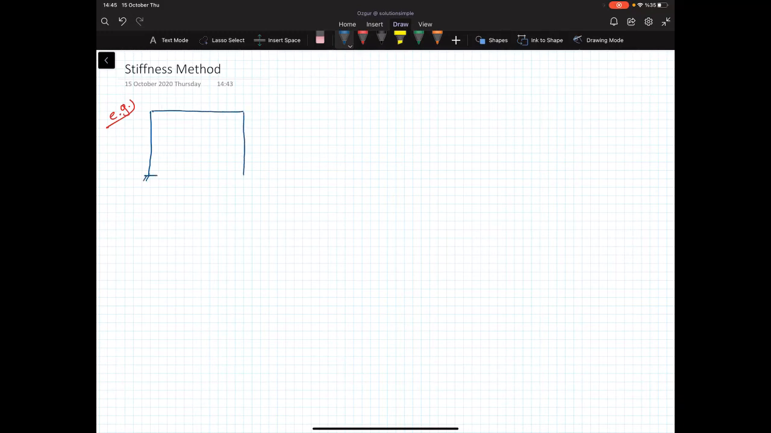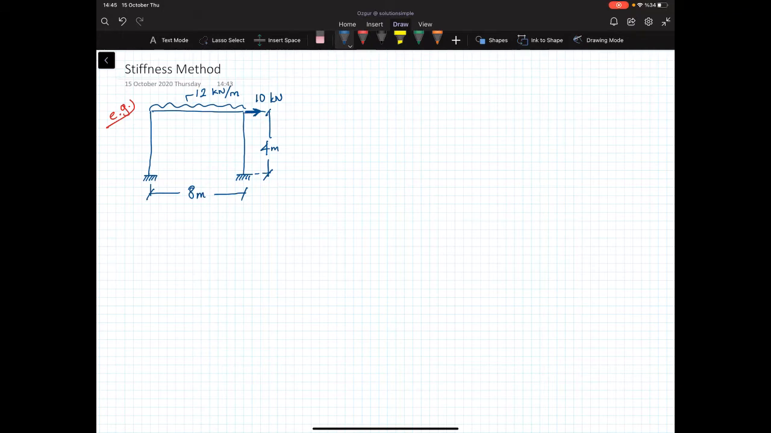We have a fixed boundary condition here, fixed boundary condition here. This length is 8 meters. The height of the frame is 4 meters. We have a uniformly distributed load on it, and the magnitude is 12 kilonewtons per meter. And let's add a point load here. The magnitude of that point load is 10 kilonewtons. So let's try to analyze this frame by using the stiffness method.